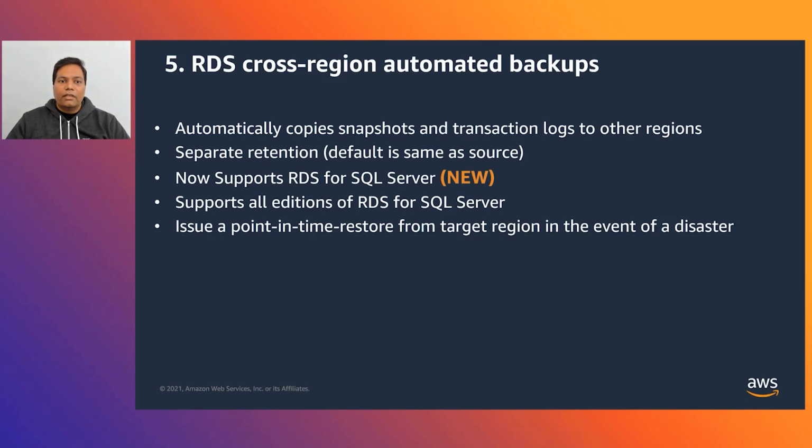Most of our new features come from customer demand, so we made this feature available directly via RDS automation, which automatically copies the snapshots and transaction logs to another region. With cross-region backup copies, you can even set up separate retention periods for these backups. Several engines already supported cross-region backups, and this year we added Microsoft SQL Server support as well on RDS. This support is for all editions of supported SQL Server on RDS. Now you can issue point-in-time restores directly from a target region in the event of a disaster.